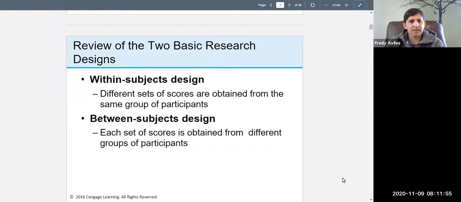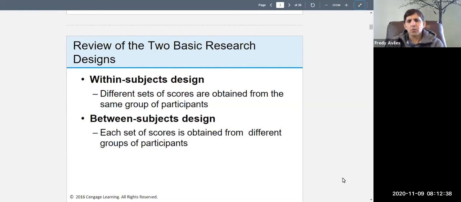So let's talk about the difference between within subjects designs and between subjects designs. In within subjects designs, which are the second ones we're going to talk about, not today, we'll get to them eventually, you have different sets of scores that are obtained from the same group of participants. So in within subjects designs, basically your experimental group and your control group are made up of the same participants, and I'll talk more about those later. With between subjects designs, each set of scores is obtained from a different group of participants. So those in the experimental group or the treatment group are different participants than those in the control group.